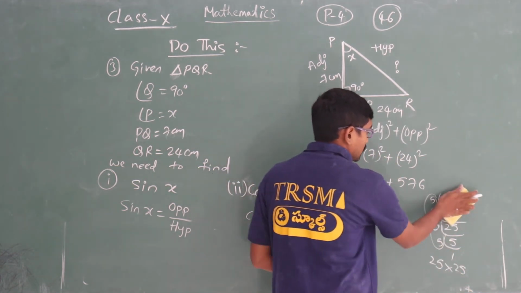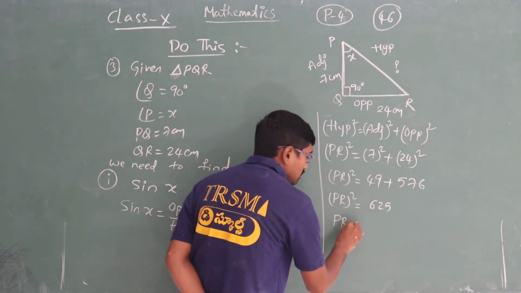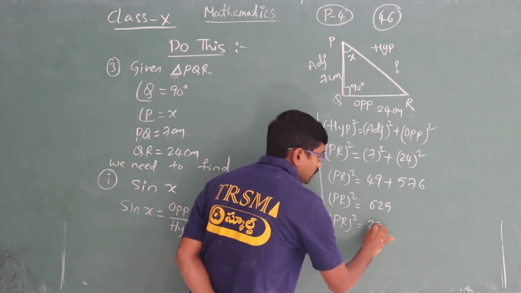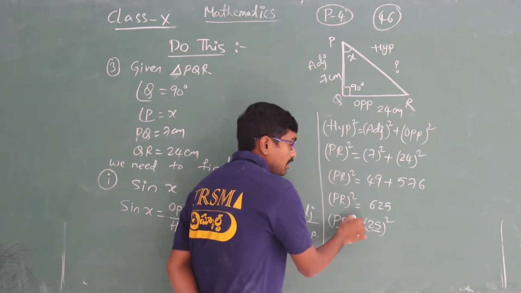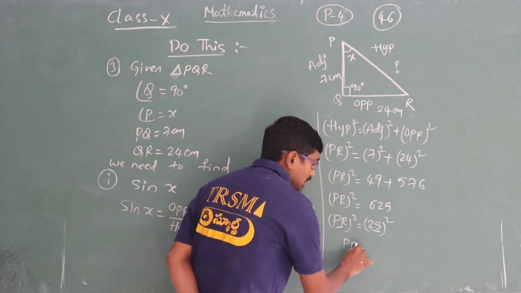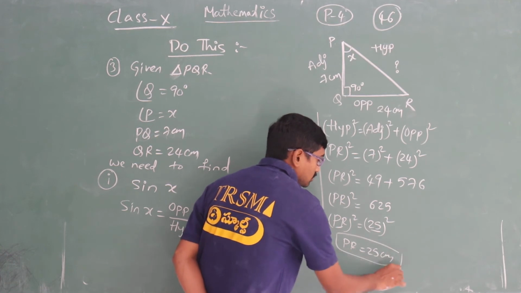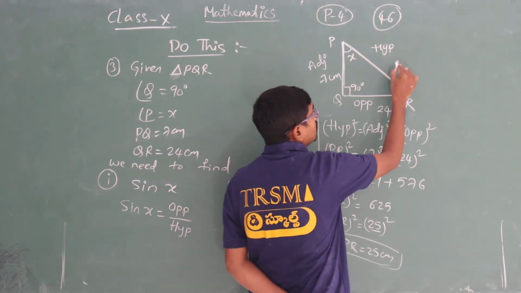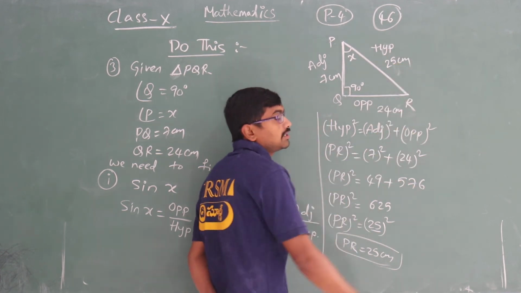So hope you all understood. PR square is equal to 25 whole square. Now, on comparing, as the powers are same, the bases are also equal. So PR is equal to, directly, 25 centimeters. So we have got the hypotenuse side as 25 centimeters.